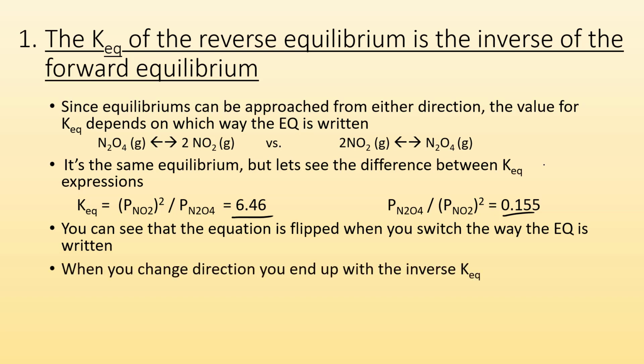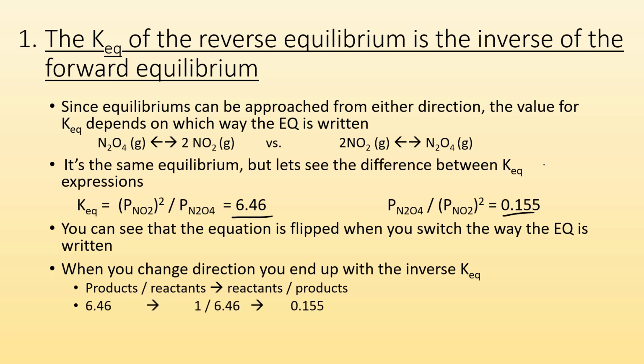So when you change the direction, you end up with the inverse KEQ. If we write it one way, it's products over reactants. And if we flip it around, we end up with what was reactants over products. So it's just like this, right? If 6.46 was written for the forward reaction, if I were to flip it around, I take the inverse and I get the KEQ for it in that direction.